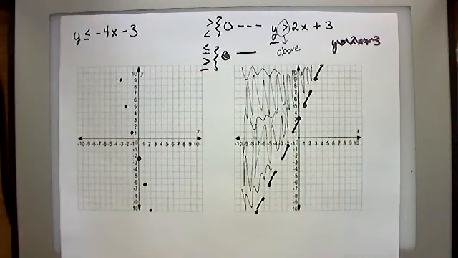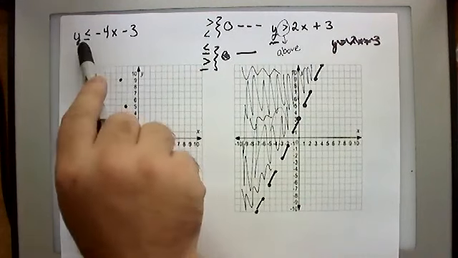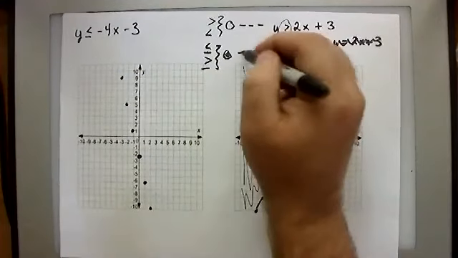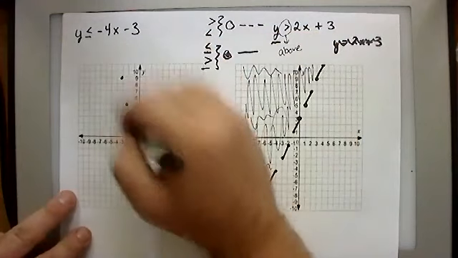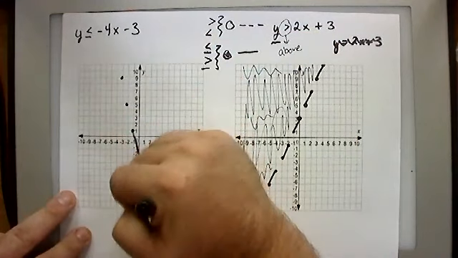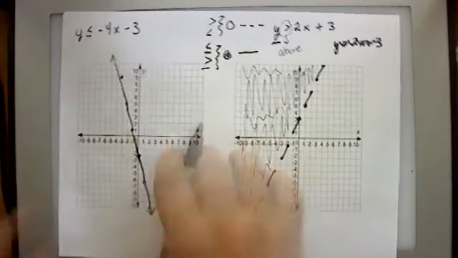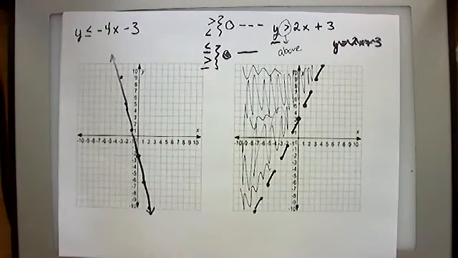Now, the question is, is the line included or not? Well, this said y is less than or equal to negative 4x minus 3. So if it says less than or equal to or greater than or equal to, you're just using a solid line, just like always. So we'll go ahead and just draw our line here, nice and solid, just like always. Whoops. Again, there's my great line skills there.